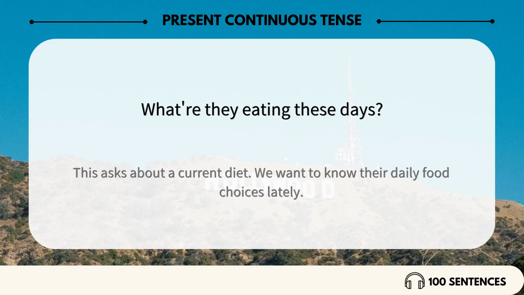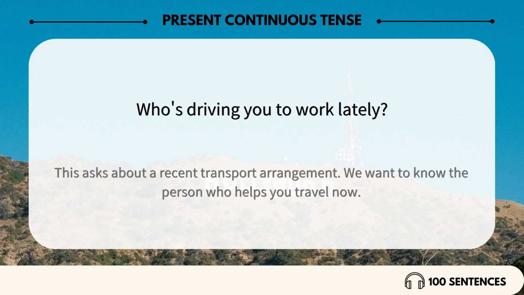What are they eating these days? This asks about a current diet. We want to know their daily food choices lately. Who's driving you to work lately? This asks about a recent transport arrangement. We want to know the person who helps you travel now.